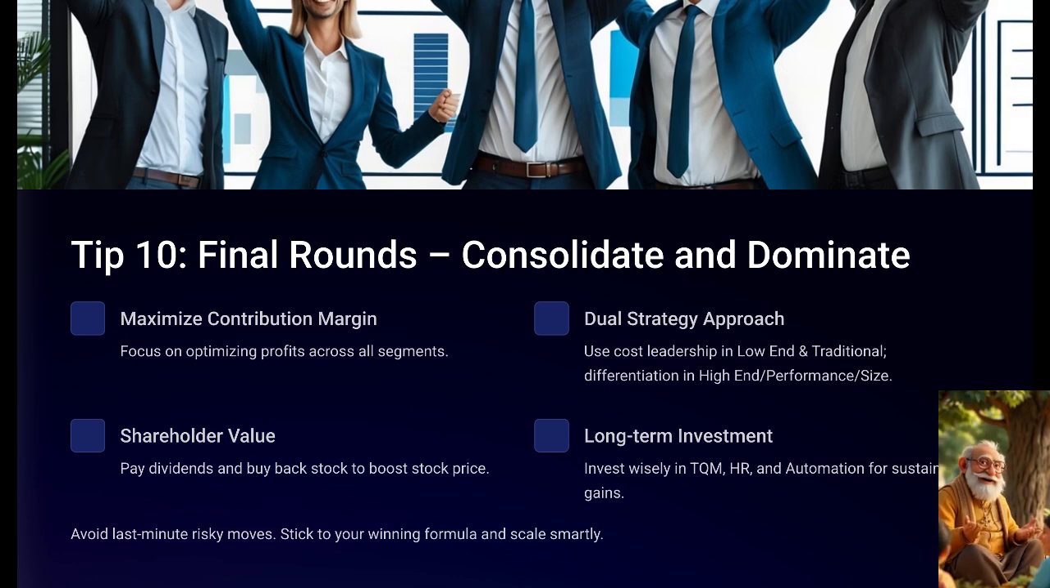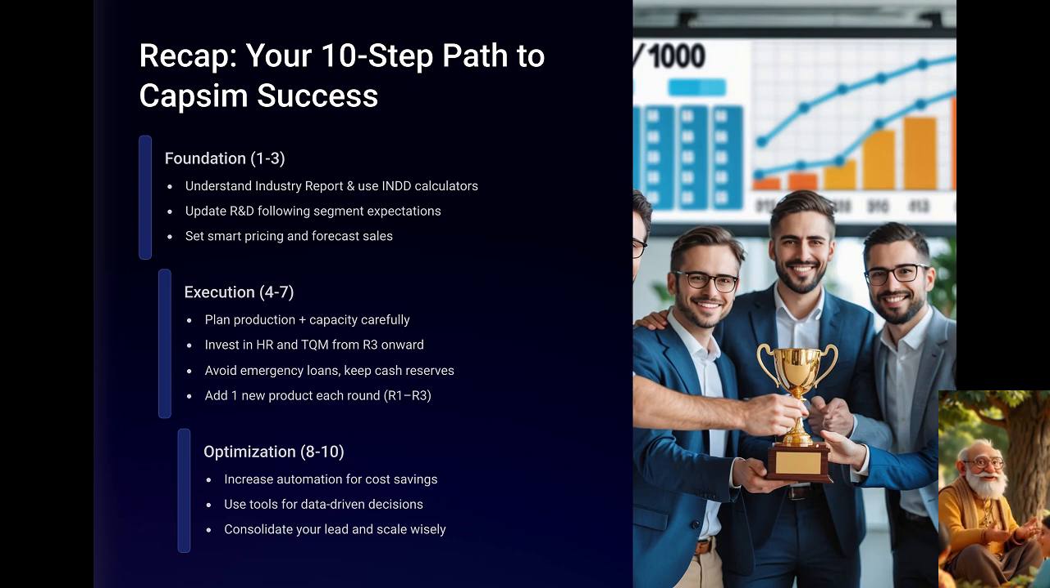Conclusion. So there you have it, the top 10 winning tips to master Capsim Capstone 2024/2025 and reach a near-perfect score of 999. Let's recap quickly. 1. Understand your industry report. 2. Use INDD calculators too, and update once per product. Follow segment expectations. 3. Set smart pricing and forecast sales with Excel tools. 4. Plan production plus capacity carefully.